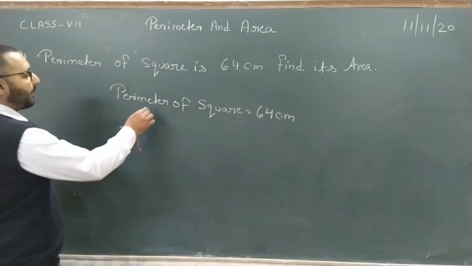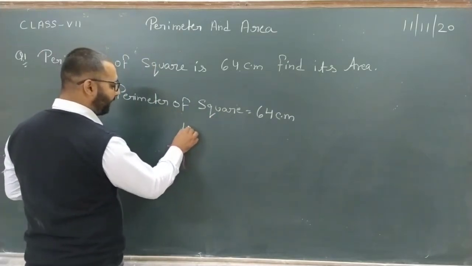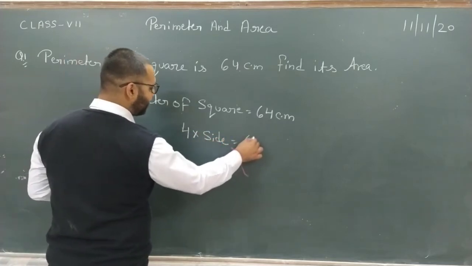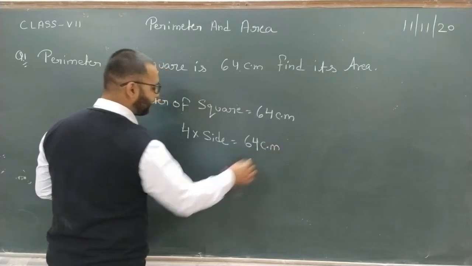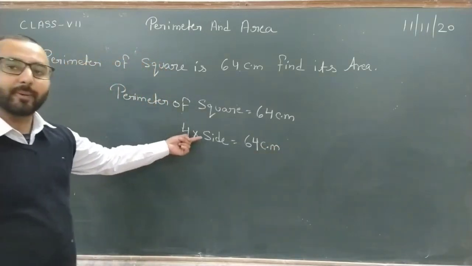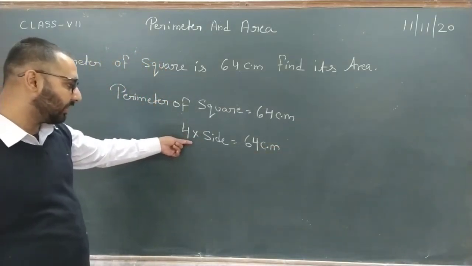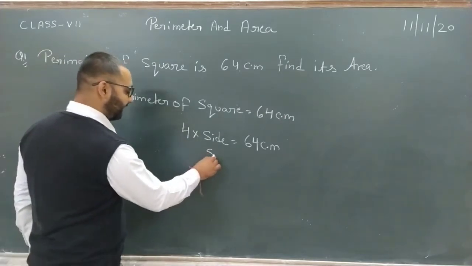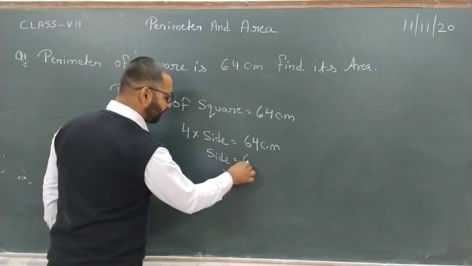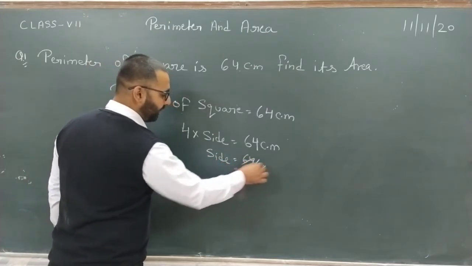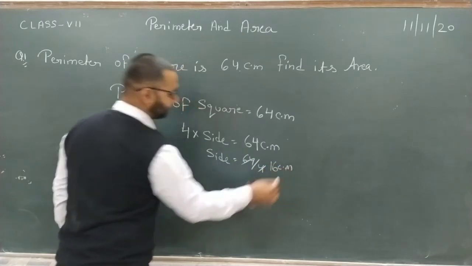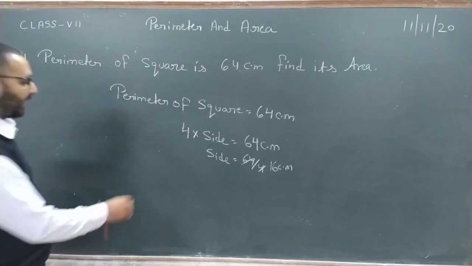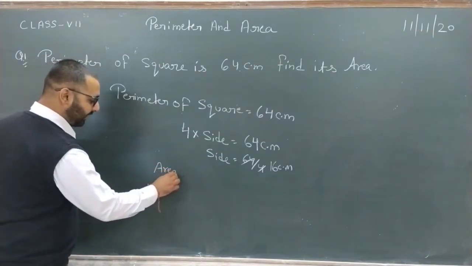So we know the perimeter of a square is 4 multiplied by side, that is 64 centimeter. Fine. This is the formula of perimeter. Now 4 is in multiplication on this side, on that side it will go in division. So side is equal to 64 over 4, 16 centimeter. I hope it's clear to everyone. Now what do we have to find out? The area of the square.